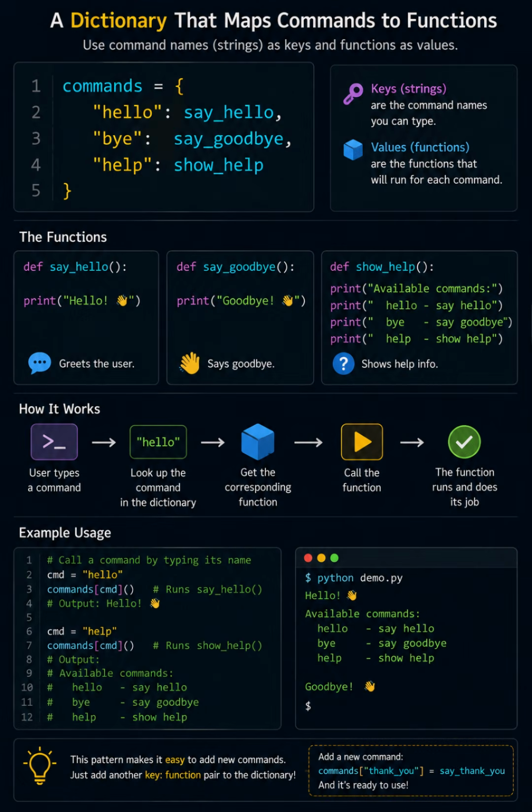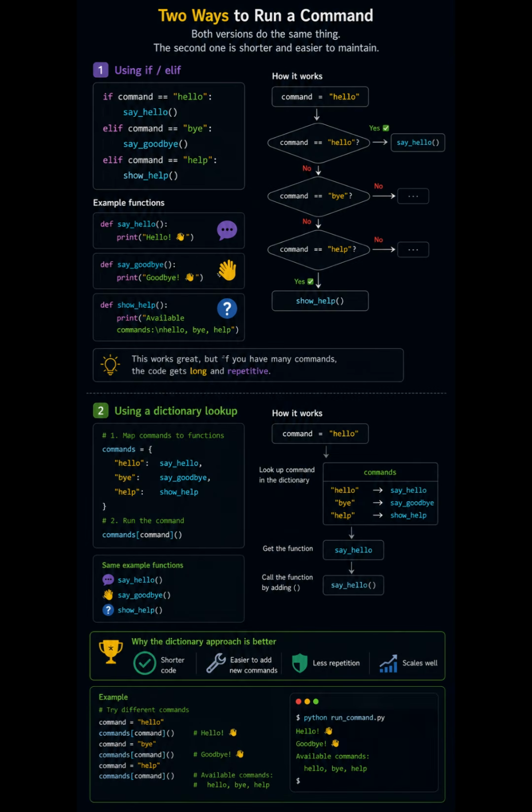This pattern becomes really useful when you're building things like a command system. Instead of if command == "hello": say_hello(), elif command == "bye": say_goodbye(), elif command == "help": show_help(), you can simply do this. commands[command](). One lookup, one function call.